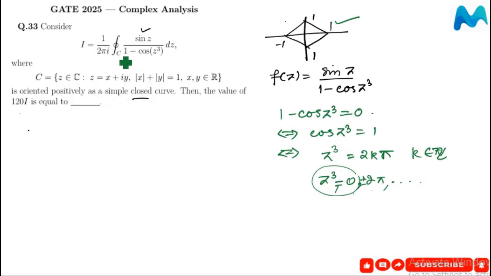There are lots of methods to solve this integral, but when we have an expression like sin z over 1 minus cos of z cube, we find the residue of f(z) at z equal to 0. That will be the coefficient of 1 over z.